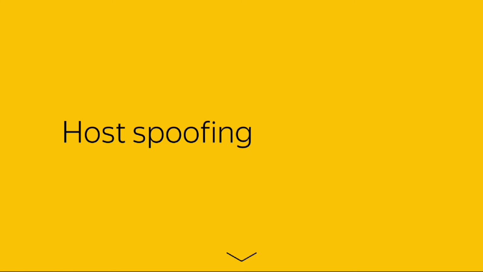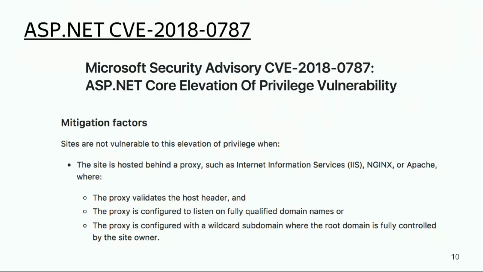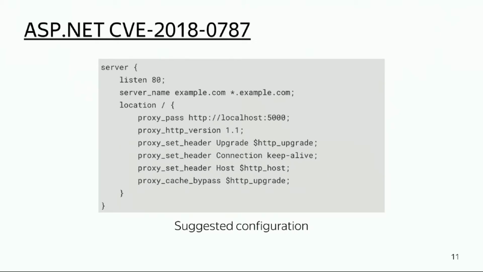Let's take a look at another problem, host. We call it host spoofing. Several weeks ago, there was a security advisory from Microsoft about ASP.NET. They haven't disclosed the vulnerability itself, but they provided some ways to mitigate it. One of the mitigations is to put nginx in front of your application and control the host header. They suggested a configuration to mitigate this issue, but my colleague Andrew saw that this mitigation can easily be bypassed, because the guys from Microsoft forgot about the difference between the $http_host variable and the $host variable.